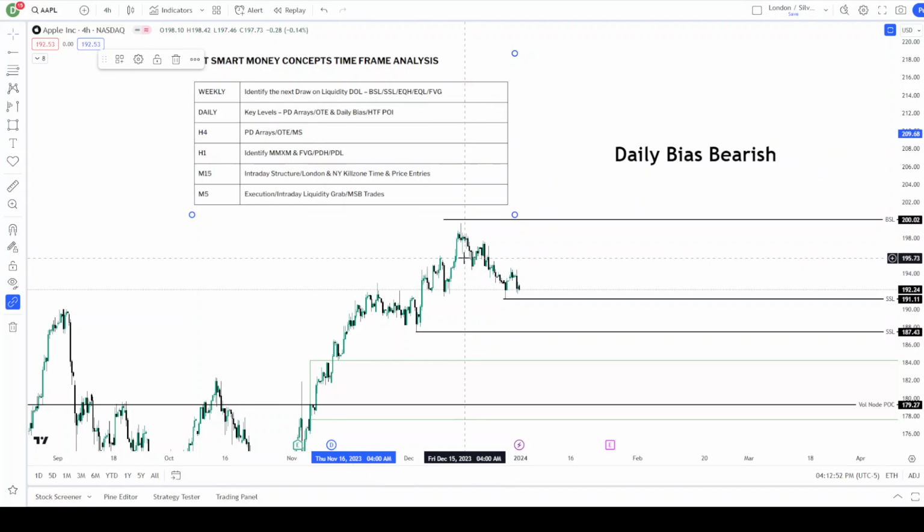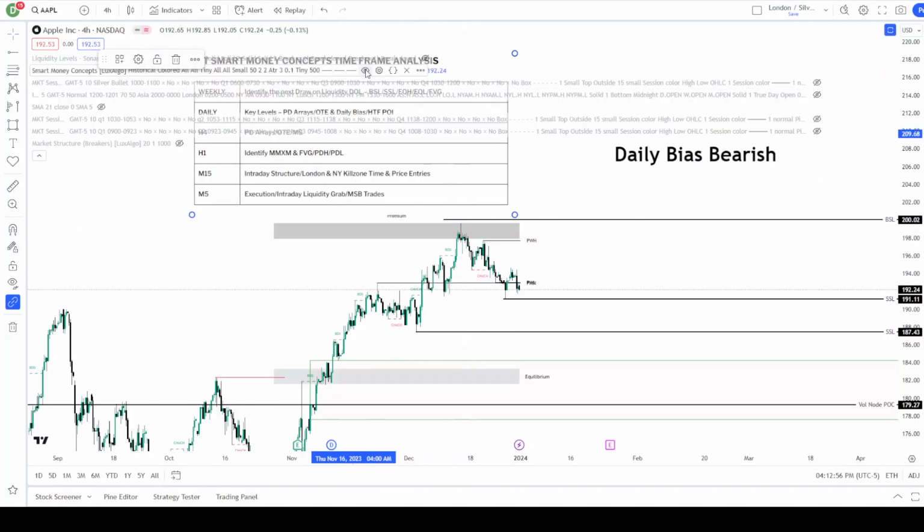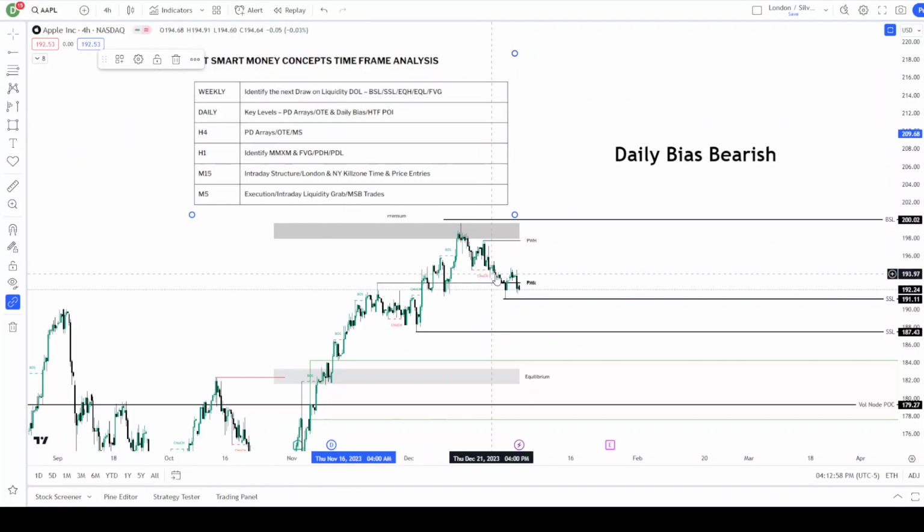Again, we broke below this low. We can slap on right here. We can also say that this low here got broke. So we've seen a change of character, right? And again, there's our low, there's our high, optimal trade entry, right? Change of character. Targeting probably this low right here, at least 187, if not lower.